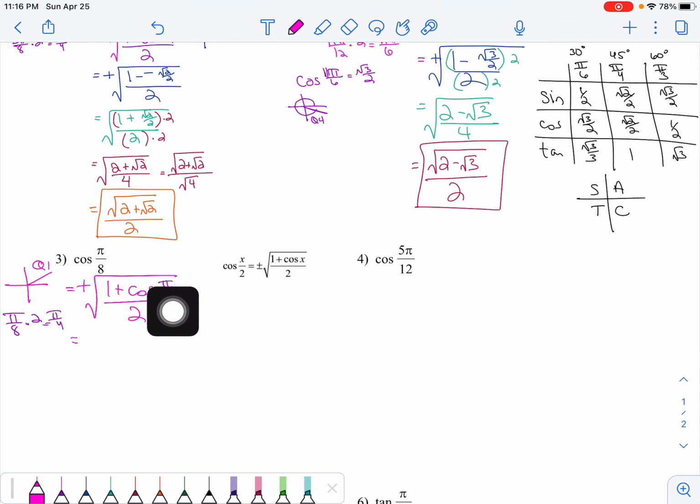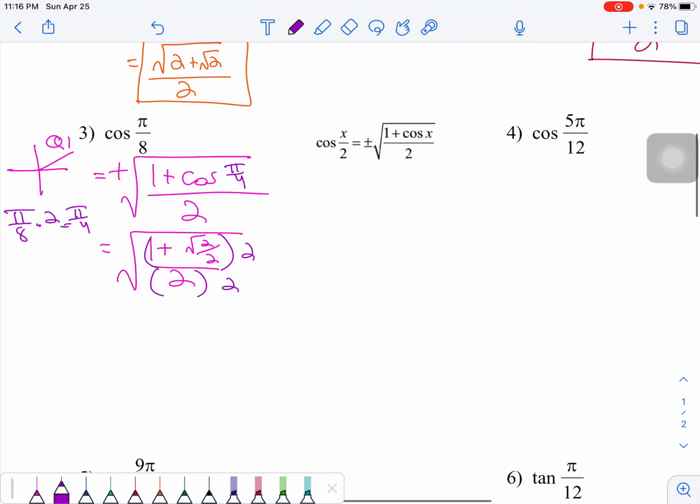All right, now I want to figure out pi over 4. Pi over 4 is actually kind of nice. It is one of our reference angles. It's in quadrant 1, I don't have to worry about the sign at all there. It's just going to be positive. So it's going to be the square root of 1 plus the cosine of pi over 4, which is root 2 over 2, and that's over 2. So I'm going to get rid of the complex fraction by multiplying numerator and denominator by 2. Go ahead and zoom in on that.